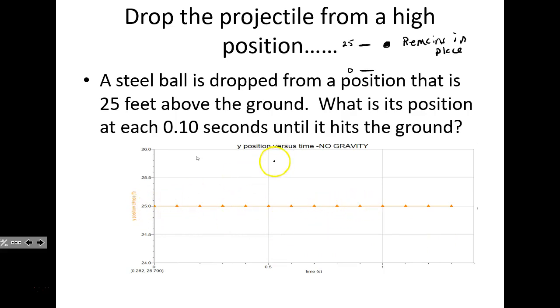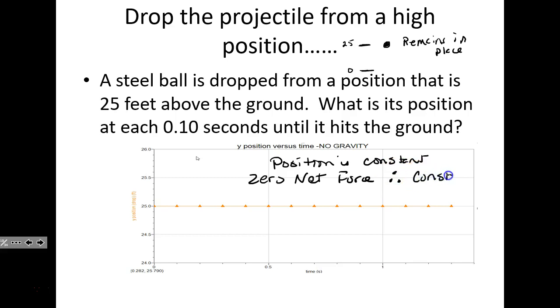So its position is constant. It has 0 net force. Since there's no gravity, we've turned off gravity. Therefore, we have constant velocity motion. And we would actually say here that we are at a force equilibrium.